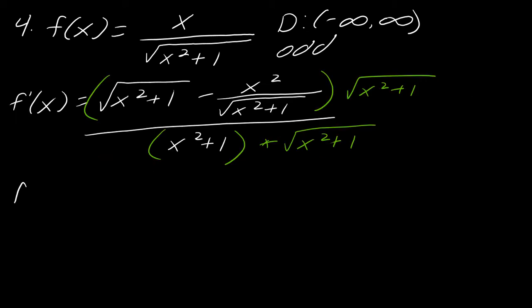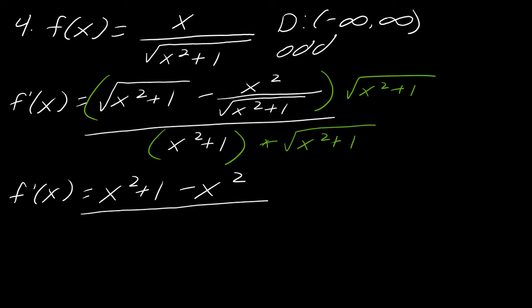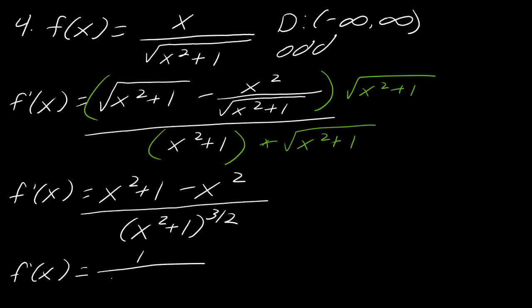And so now let's go ahead and simplify. So this becomes x squared plus 1 minus x squared. And then this denominator will become x squared plus 1 to the 3/2. I have added the exponents together. This is the same thing, right? Okay, and so if I were to simplify this, this would just come out to 1. Let's see, maybe I'll write this on another line. F prime of x is just equal to 1 over x squared plus 1 to the 3/2.